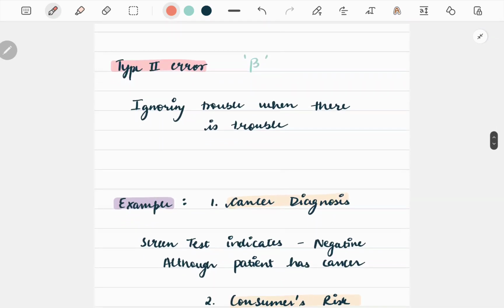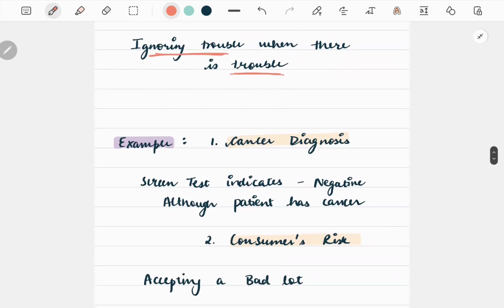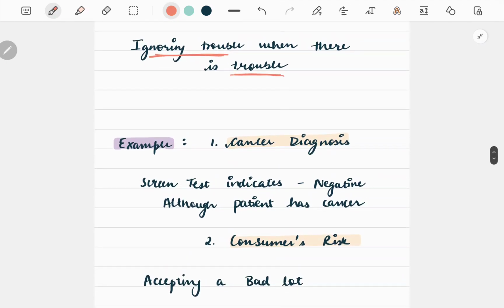Moving on with type 2 error, which is also denoted using beta. It is ignoring the trouble when there is trouble, right? Let us take the example of cancer diagnosis again. In this case, the screening test indicates a negative, that there is no cancer. However, in reality, there is cancer, which implies that we are ignoring the trouble, thinking that there is no trouble. However, there is trouble.